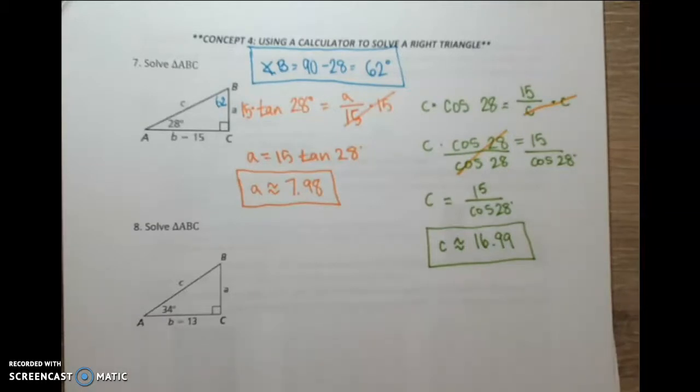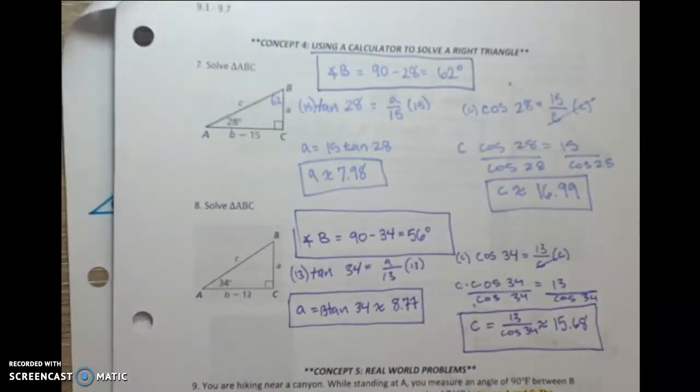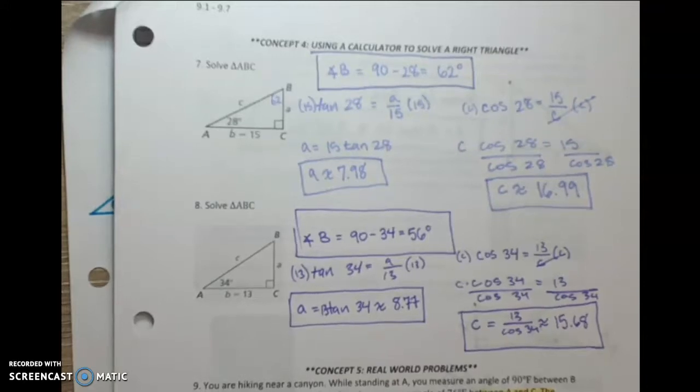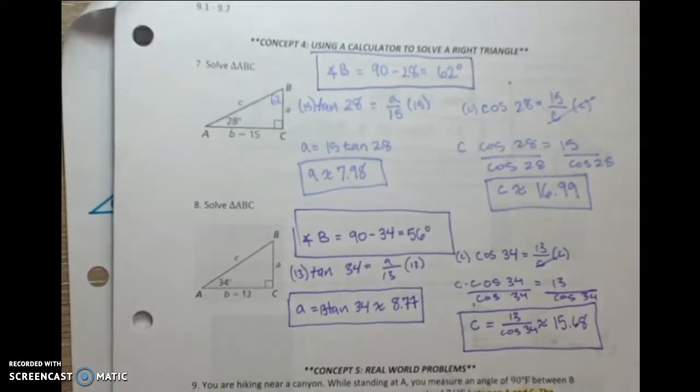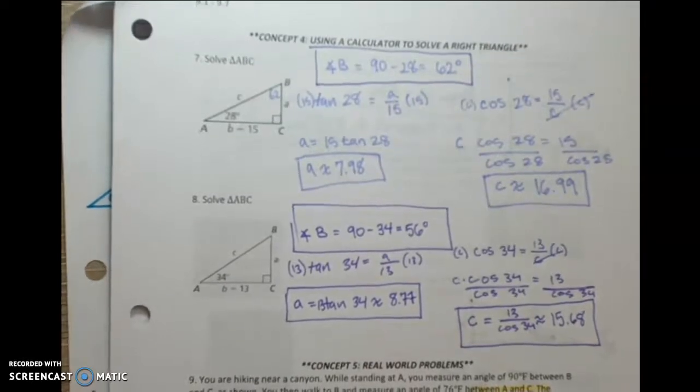Alright, go ahead and try number 8. I'm going to go ahead and show you the answer, so pause now if you haven't already. Okay, angle B is 56 degrees, A is approximately 8.77, C is approximately 15.68.